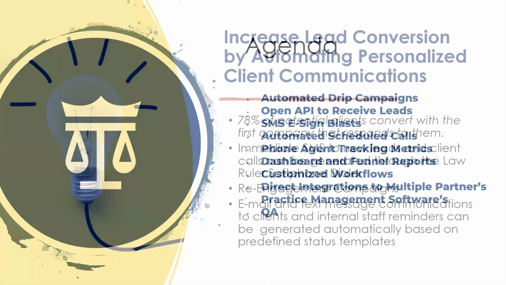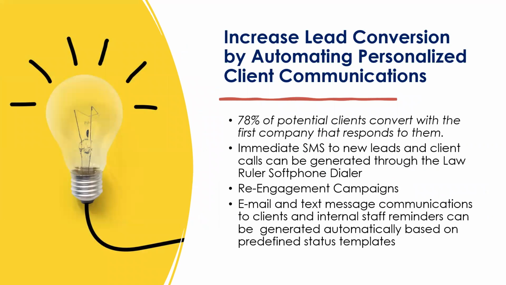So let's go ahead and dive into the first piece of our agenda here, automated drip campaigns. Automated drip campaigns are extremely important when generating conversions in mass tort. You can easily increase your lead conversion by automating the personalized client communications. Law Ruler allows you to do that by creating extremely customized content in these drip campaigns. One of the main things that people like to do is send out email blasts on these campaigns. That's the way they've done it for years.